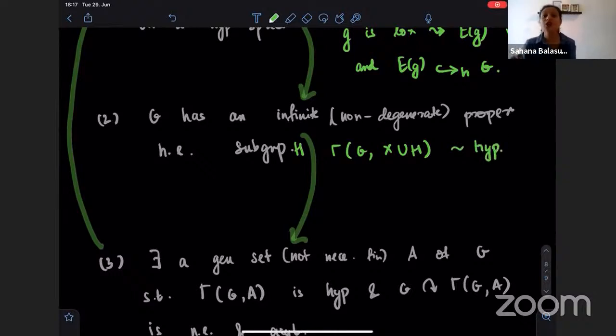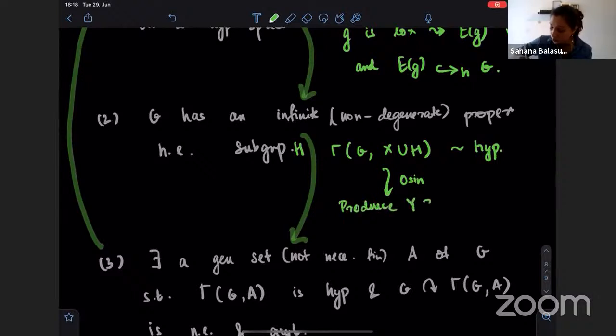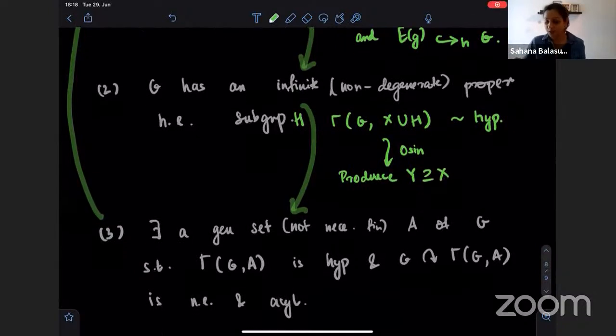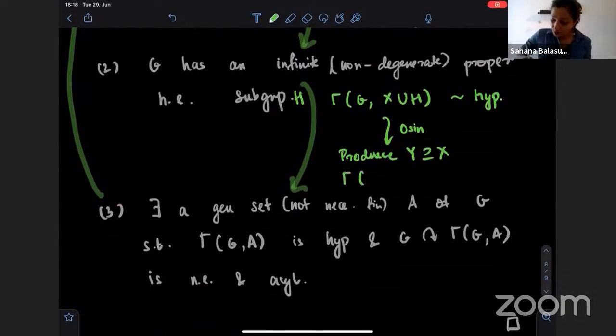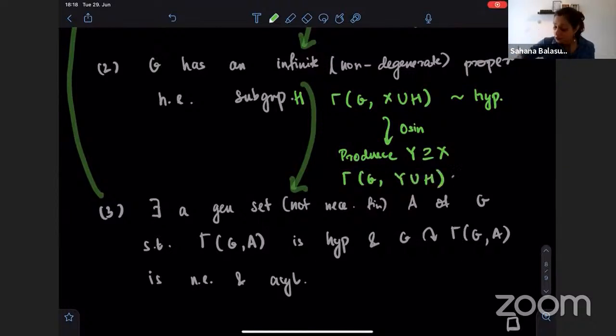What's the issue? The issue is that we don't know whether the action of the group on this space, even though it's a well-defined action, is acylindrical. But what Denis Osin managed to do is that you can produce a Y which contains your relative generating subset X. And then this is enlarged in a way that if you consider this new Cayley graph, this is still hyperbolic and the G action is acylindrical.